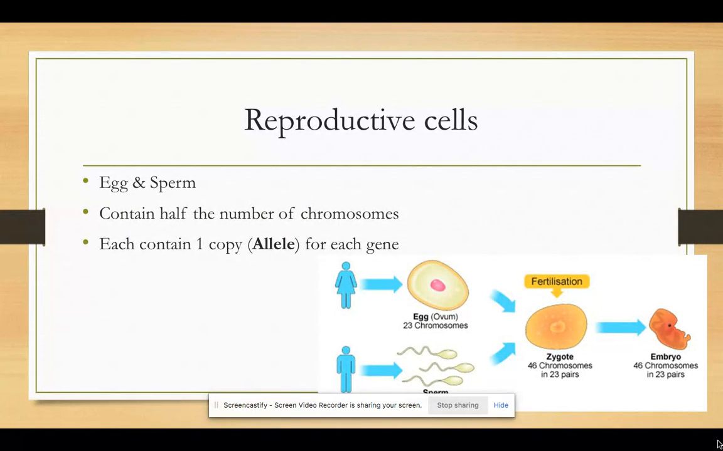Our reproductive cells include egg and sperm, and each contain half the number of chromosomes. So they each contain 1 copy or allele of each gene. Your egg cell you get from your mom, and that is 23 chromosomes. The sperm cells come from your dad, and each sperm carries 23 chromosomes also. When they combine in a process called fertilization, then you have your 46 total. If they combine in the right way, and everything goes right, that will eventually develop into an embryo.